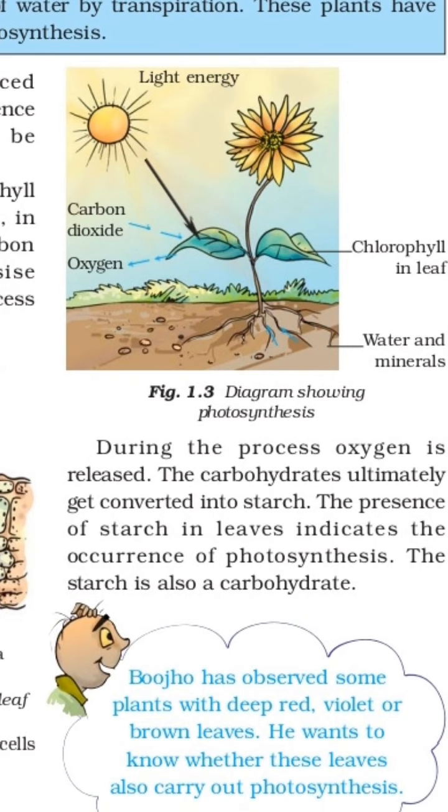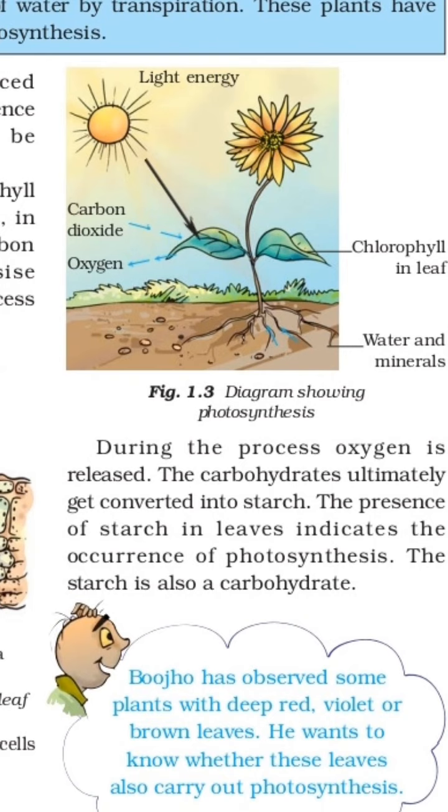During this process they are preparing oxygen, which will be released in the atmosphere. From this whole process carbohydrate will be prepared, and these carbohydrates are ultimately converted into starch. The presence of starch in leaves indicates the occurrence of photosynthesis. So the leaves in which starch is present, we can say that photosynthesis has occurred in those leaves.